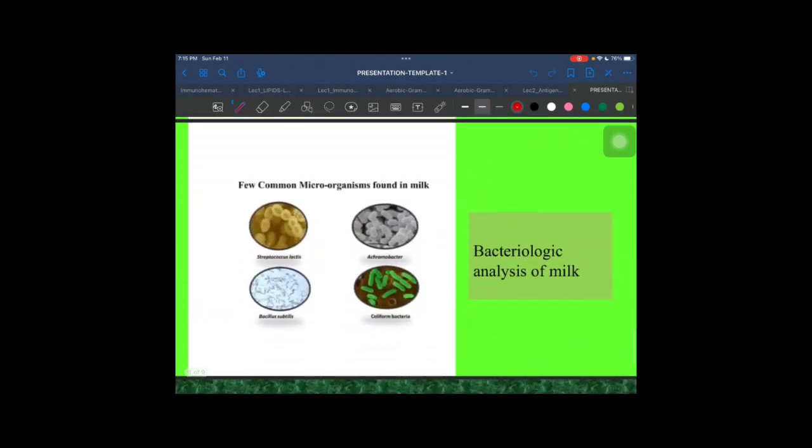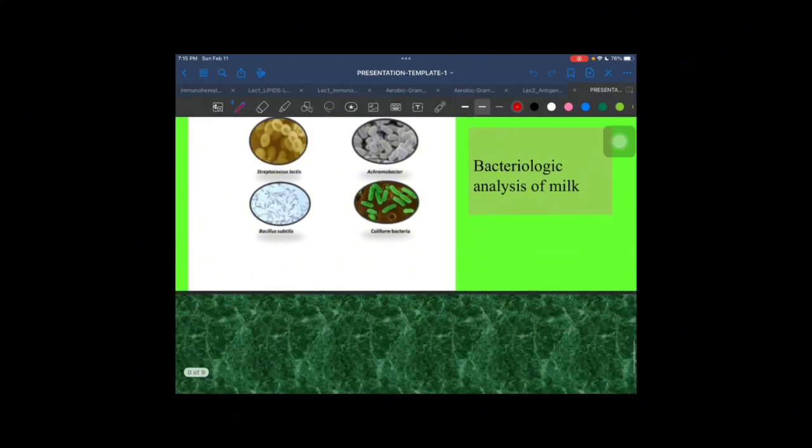Here are examples of bacteria found in milk: Streptococcus lactis, Achromobacter, Bacillus subtilis, and the coliform bacteria.